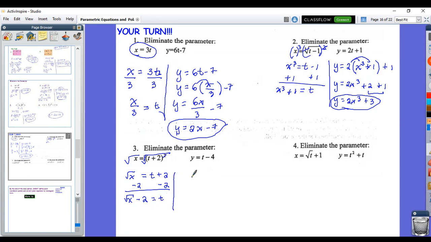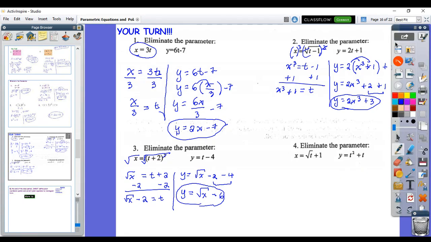Now I have the t, I can plug that into my y component. So y is equal to the square root of x. Again, my square root symbol goes up to only the x value, and then minus 2 minus 4. Since I can combine minus 2 and minus 4, I should have y equals the square root of x minus 6. That's going to be my y.